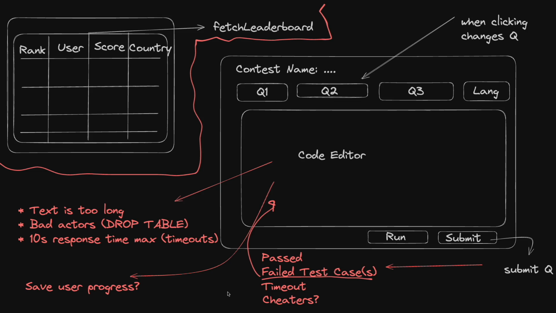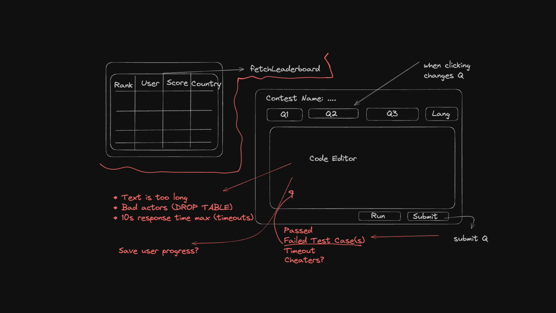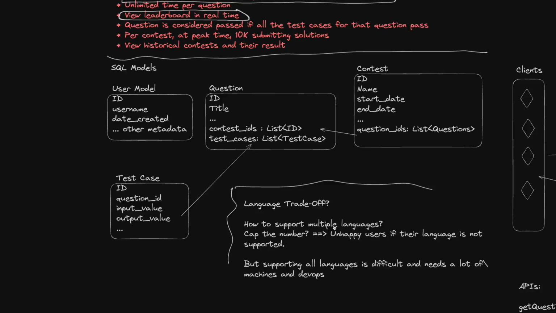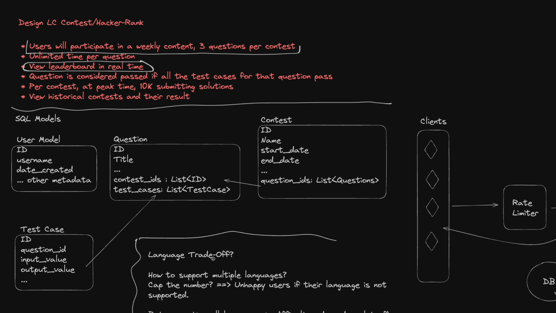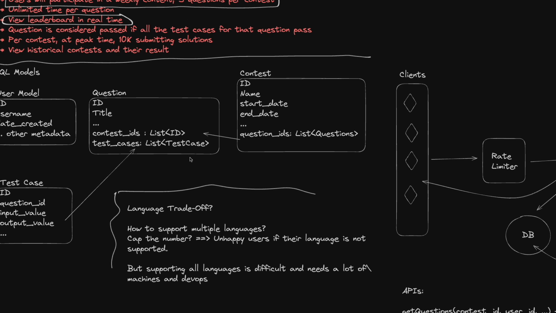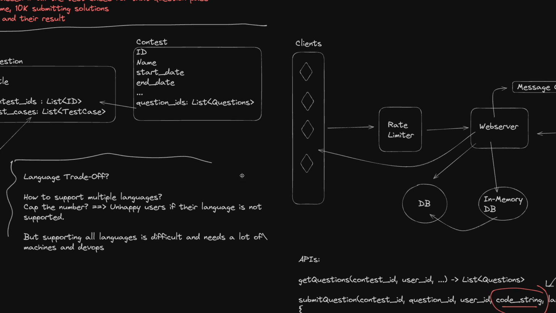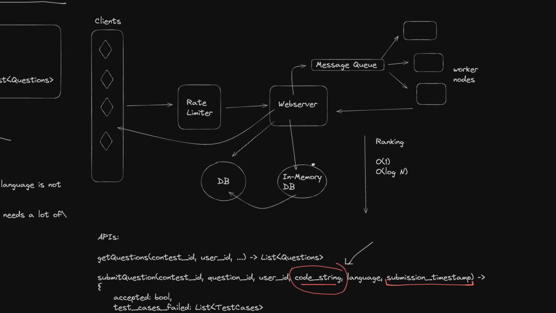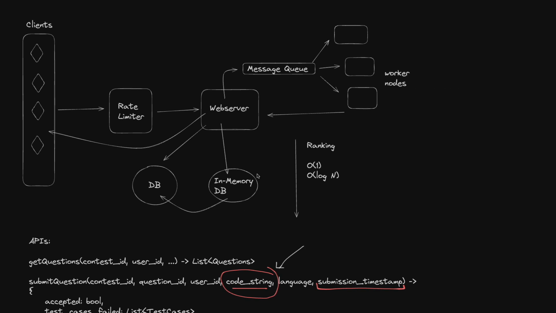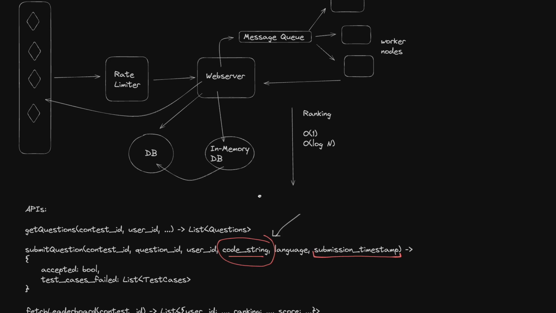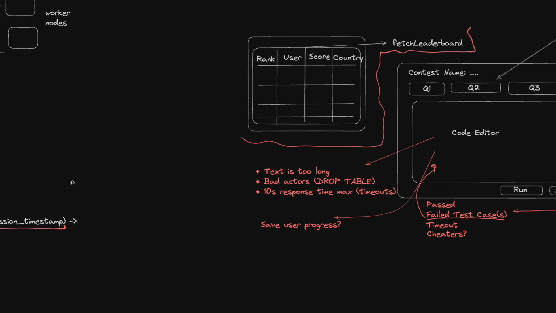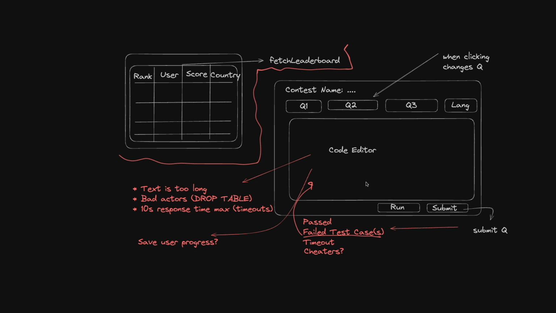Like I said, we've done quite a lot here, right? We started with just listing out the requirements of our system. We talked about the SQL models, some trade-offs with supporting multiple languages, and what the system could look like at a high level. We talked about some of the APIs. We also then discussed the UI.